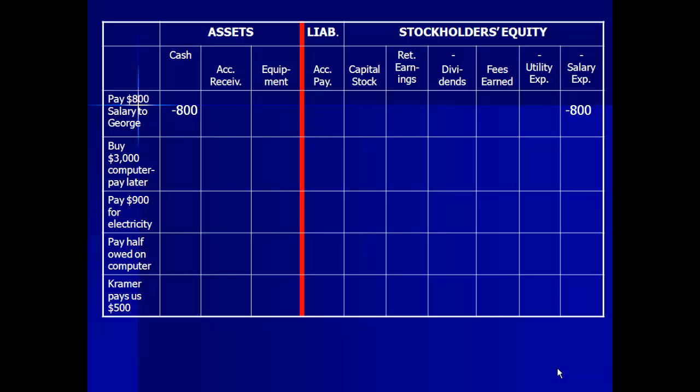All right, next, let's buy a computer, and I promise to pay for it later on. Buy a computer, promise to pay for it later on. What do I have more of? I heard two things, but let's do the equipment first. Okay, we'll put plus 3,000 under the equipment. What else do I have more of? Accounts payable. Good. Now, if you thought of the accounts payable first, that's fine.